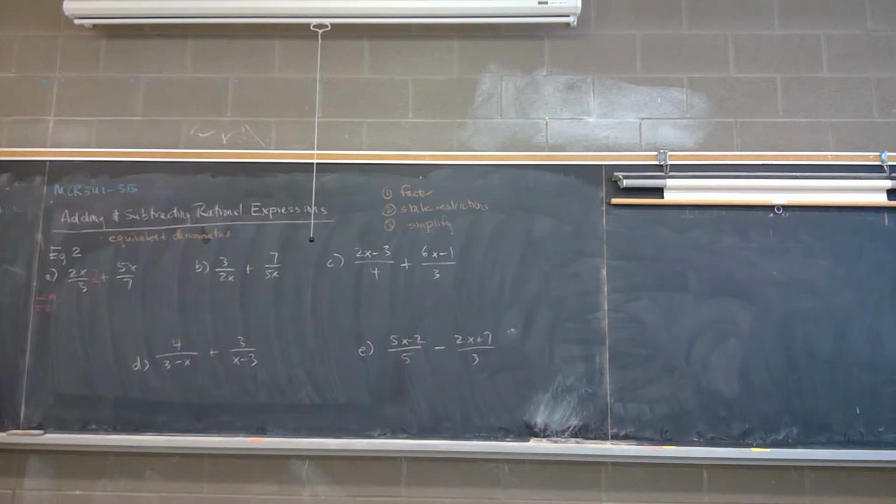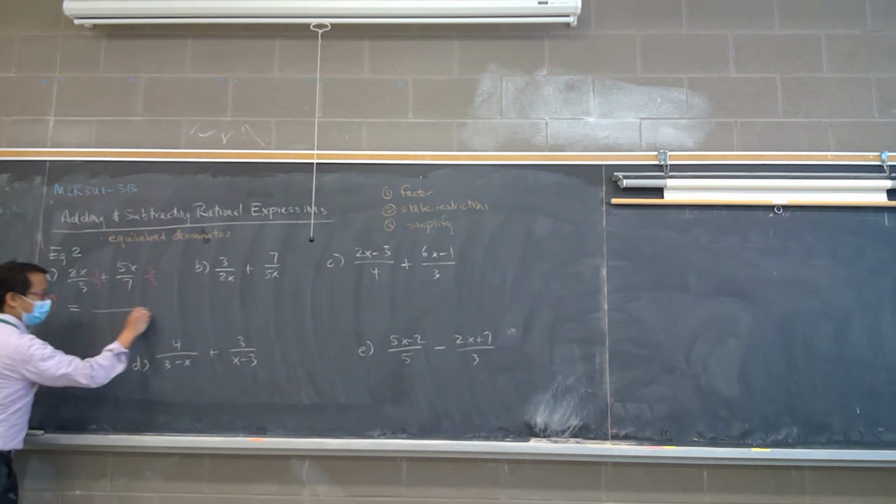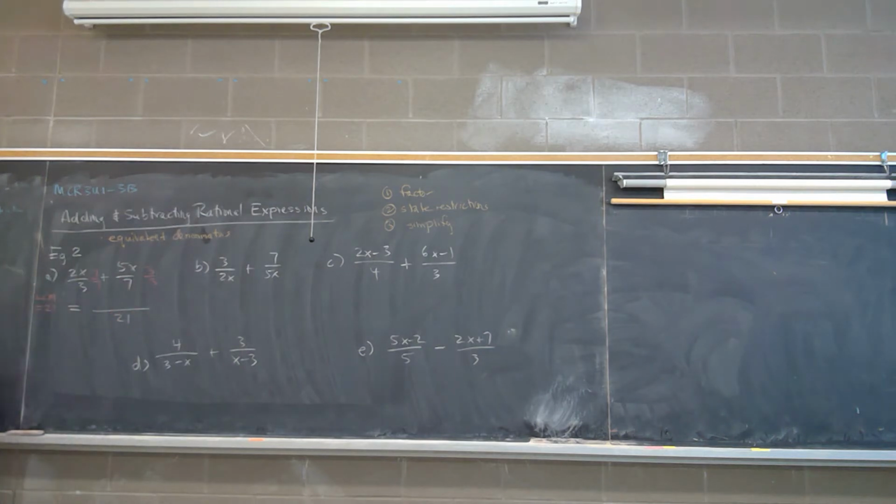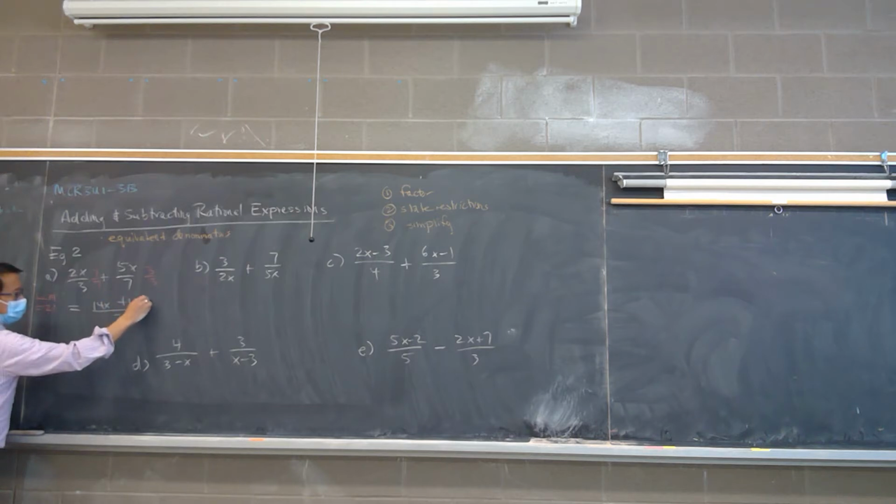A lot of you realize I'm simply multiplying by 1 to the first fraction, multiplying by 3 over 3, and 1 to the second fraction. When we do that, and again, notice I should have actually followed my steps, we factor first, then we state restrictions. There are no restrictions here, because that's a 3 and that's a 7. So the lowest common multiple is 21, and a lot of you realize we get 14x plus 15x. And that's the intermediate step.